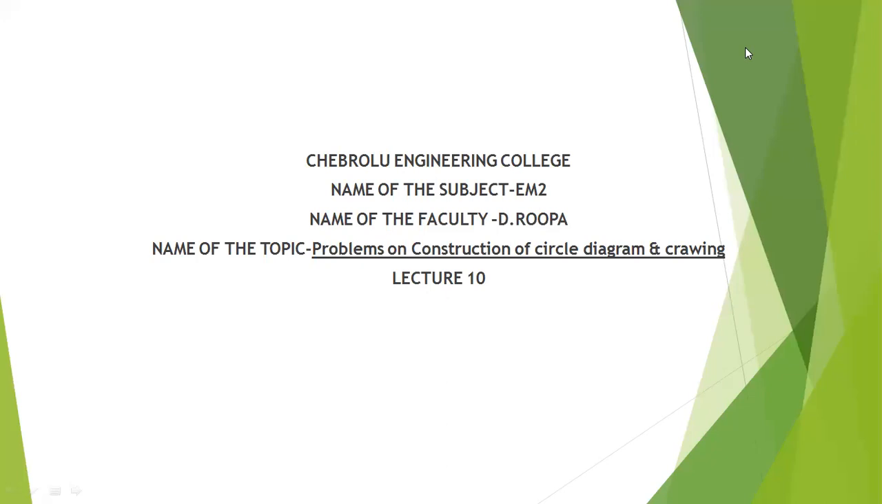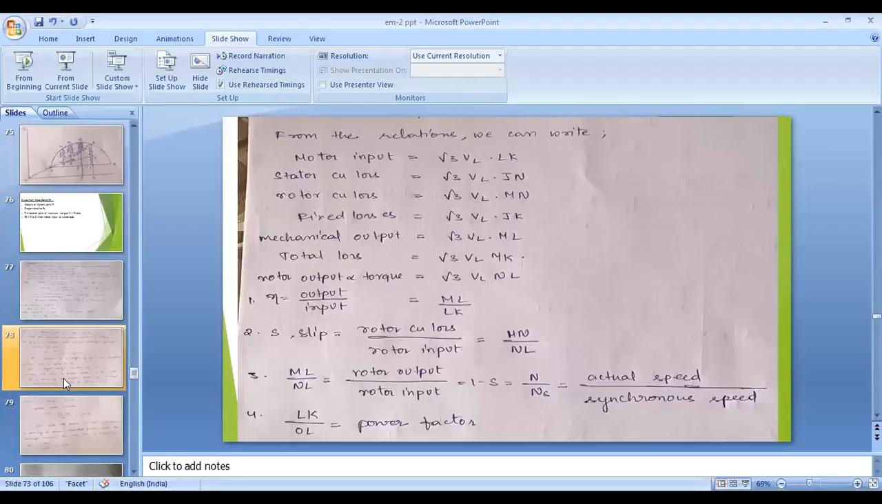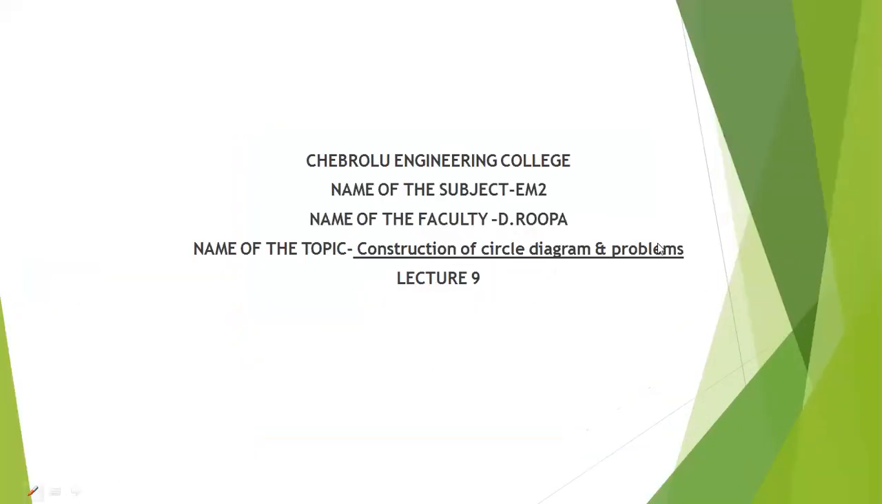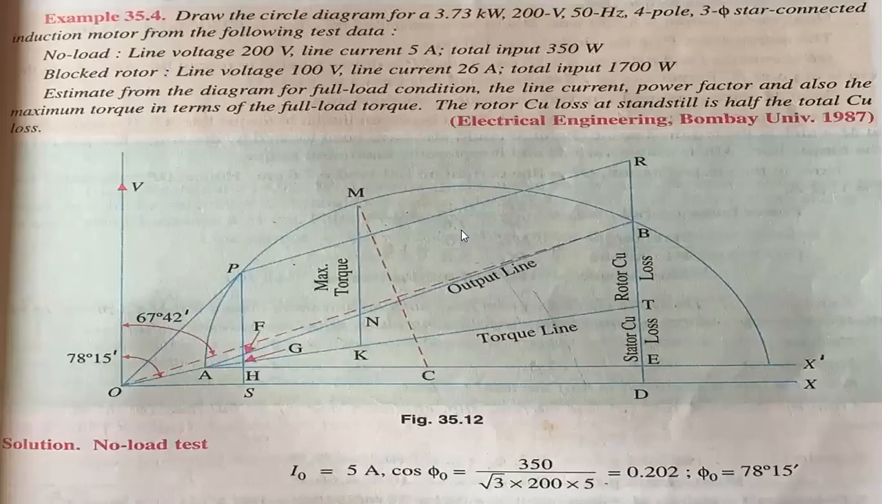So today's subject is Electrical Machines 2, and the topic is problems on construction of the circle diagram. We have already discussed the models in construction of the circle diagram. See here, this is another example of construction of a circle diagram.